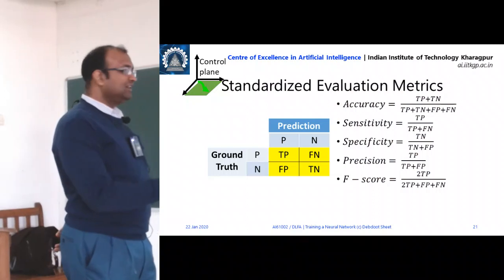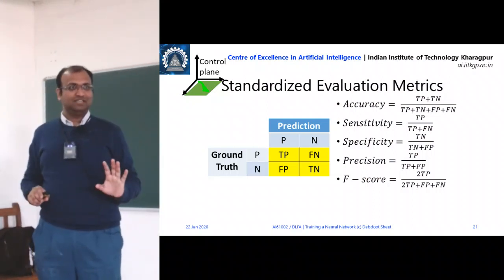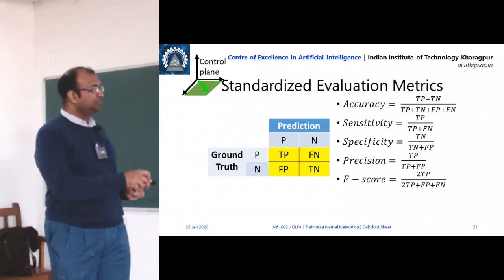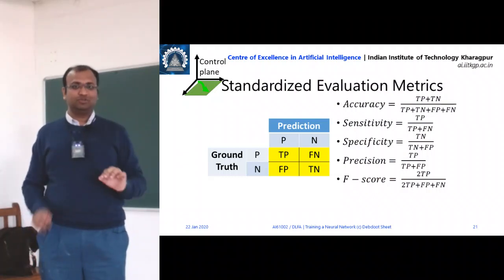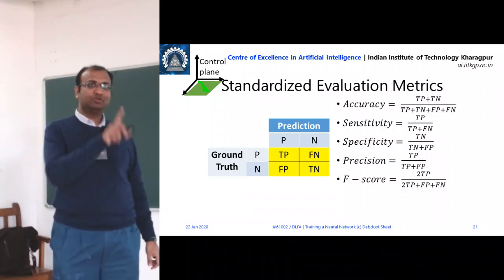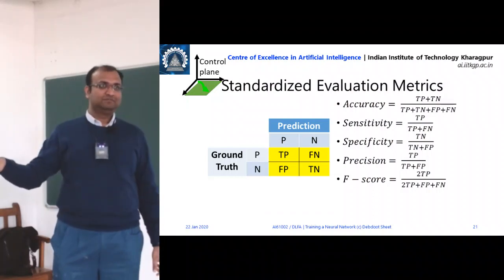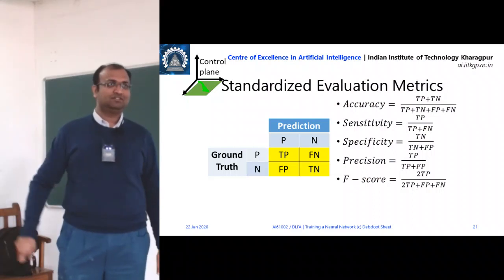In a multi-class classification, what you are going to do is, say I have omega 1, omega 2, omega 3, three classes. First I will create this matrix assuming omega 1 is positive, then omega 2 and omega 3 become negative. Then I will create another matrix with omega 2. So essentially my F-score, precision, sensitivity, accuracy will be for every class. And then for the whole system I can report my average and variance.